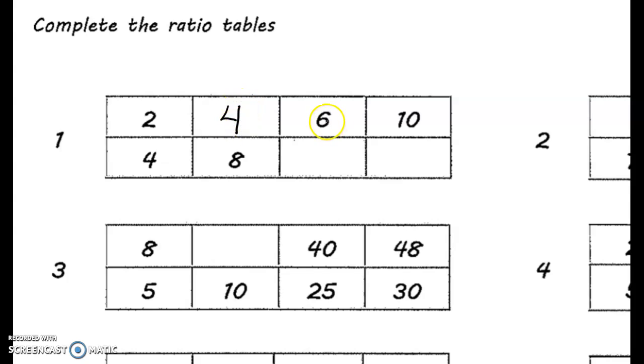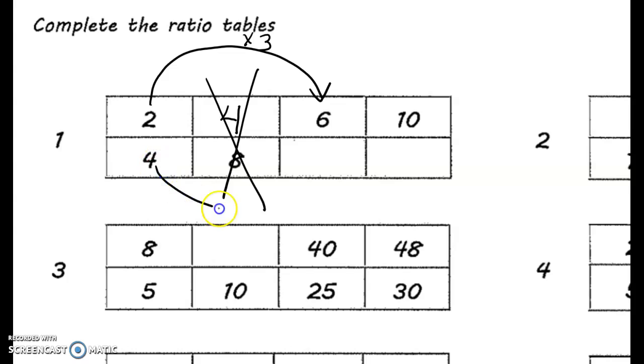Okay, right here we have a 6. So we might just pretend like this isn't on here right now and just go from here to here. So 2 times 3 is 6. So we have to do the same thing here. We have to say times 3. So that would be 12.